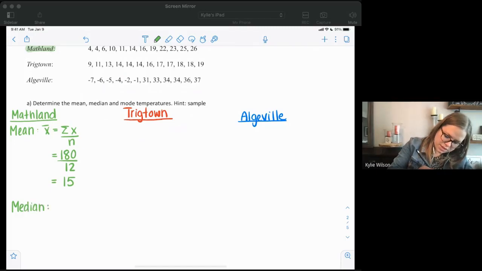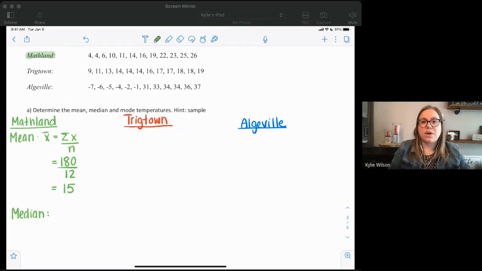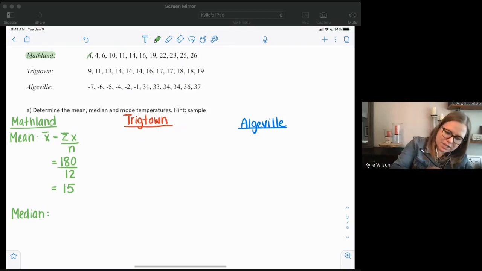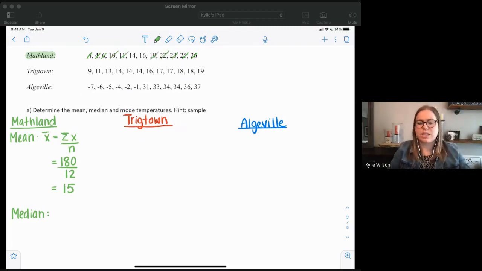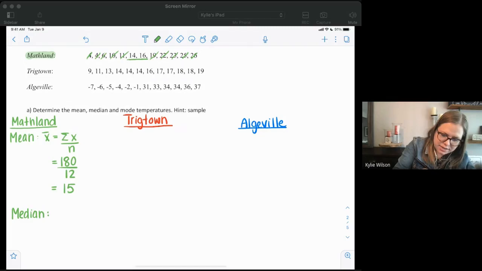So if you need a bit of a visual to find your median, once everything is lined up in order, what I like to do for the median is cross off the ends, then the next one, then the third one, fourth one, fifth one, until I get to the middle. It just helps to give me a little bit more of a visual. And now in the middle, I have 14 and 16.